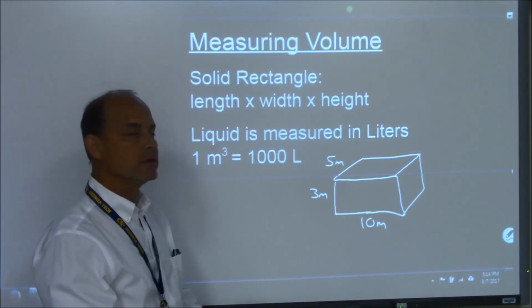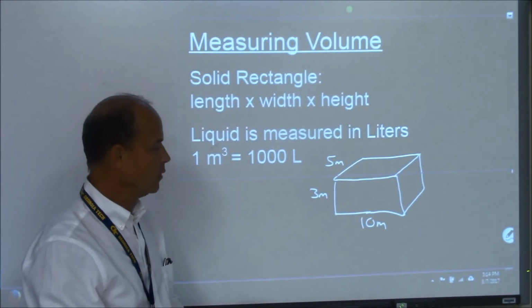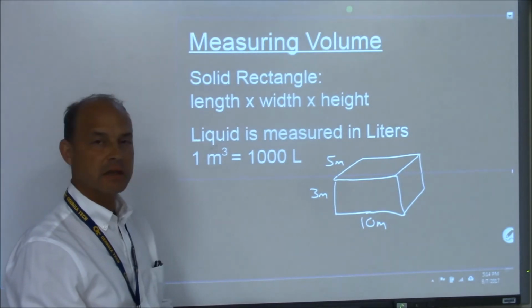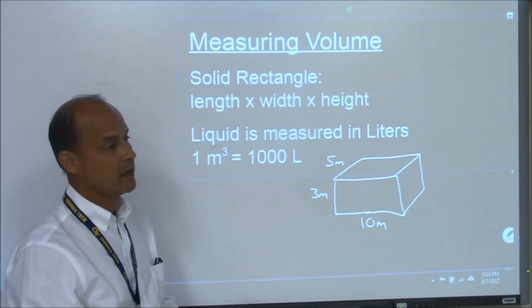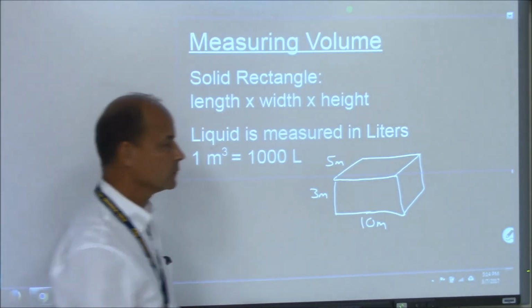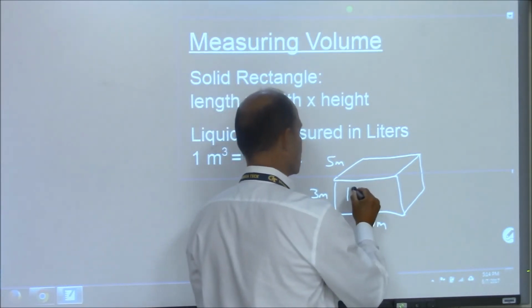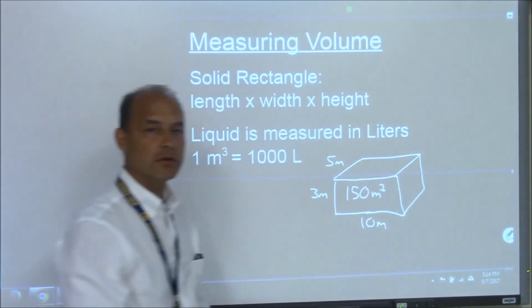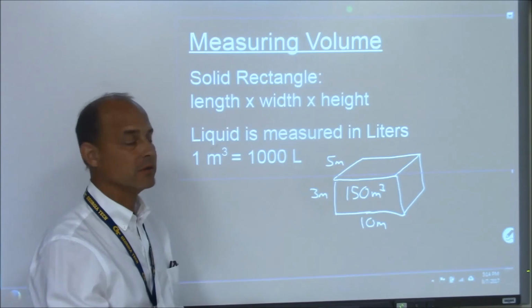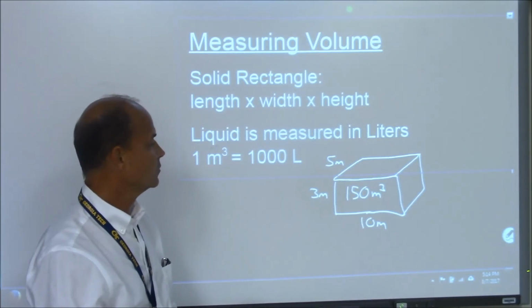Could you tell me what the volume of that swimming pool is? Right? So it's length times width times height, which is 3 times 5, which is 15, times 10 is 150 cubic meters, right? Because it's a meter times a meter times a meter, that's a cubic meter, right?